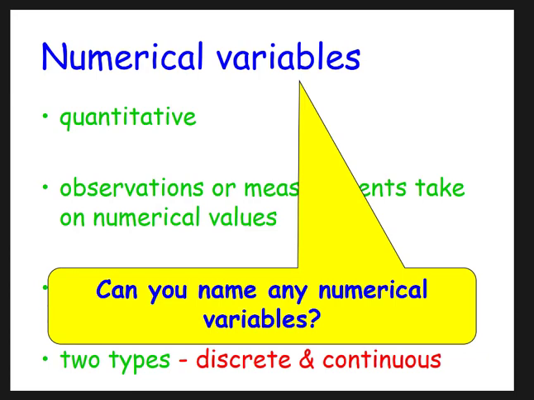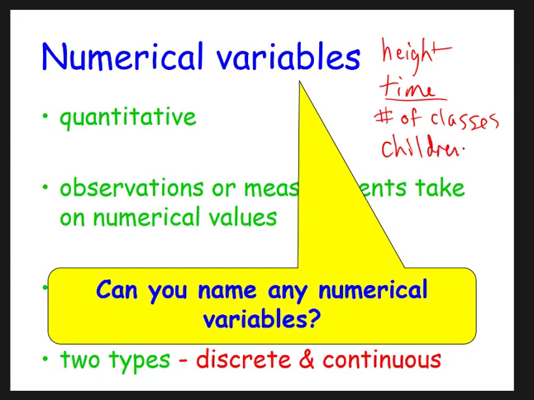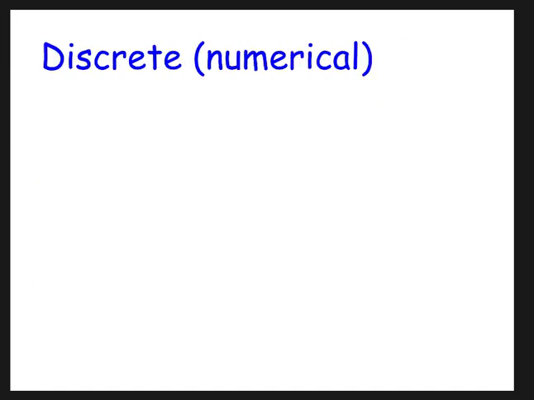Can you name any numerical variables? I'm sure you can name a lot of them. So again, if you want to pause the recording to see what you can think of, go ahead. I'm going to name some here. Height, we already said, is one. The time it takes to complete a task is another. Time is usually continuous. Number of classes that you're taking, that's numerical. Number of children that you have, again, that's numerical. And again, there are several others that we might be able to choose.